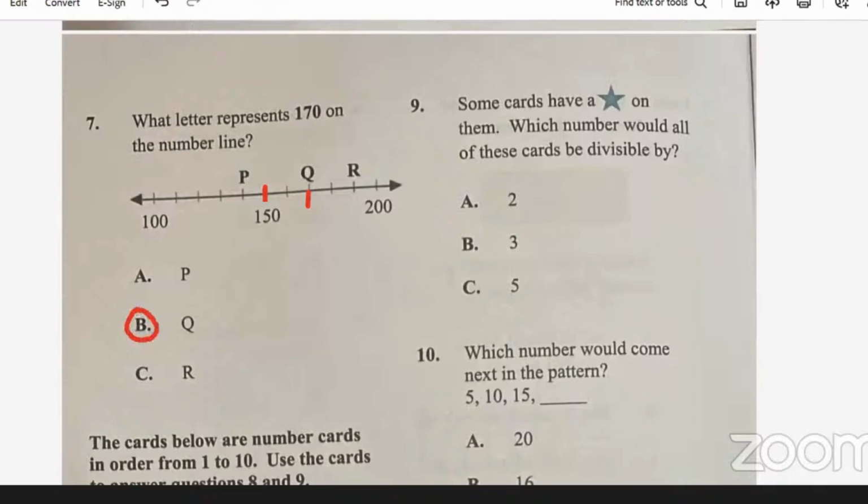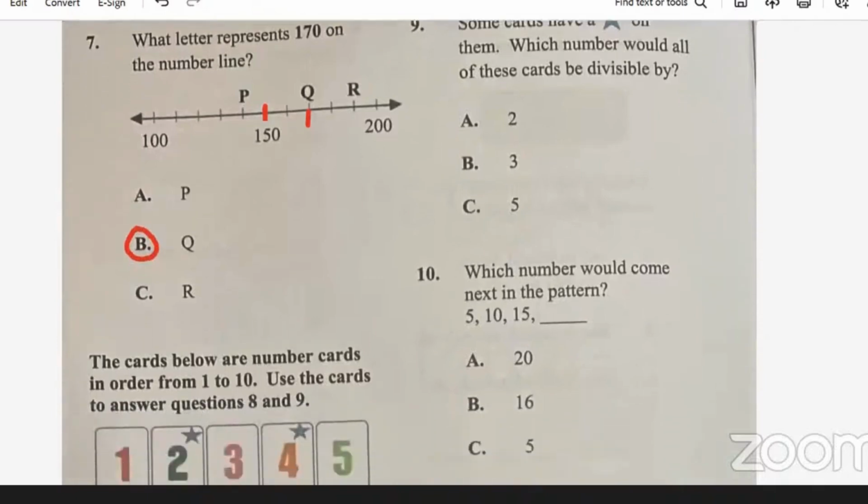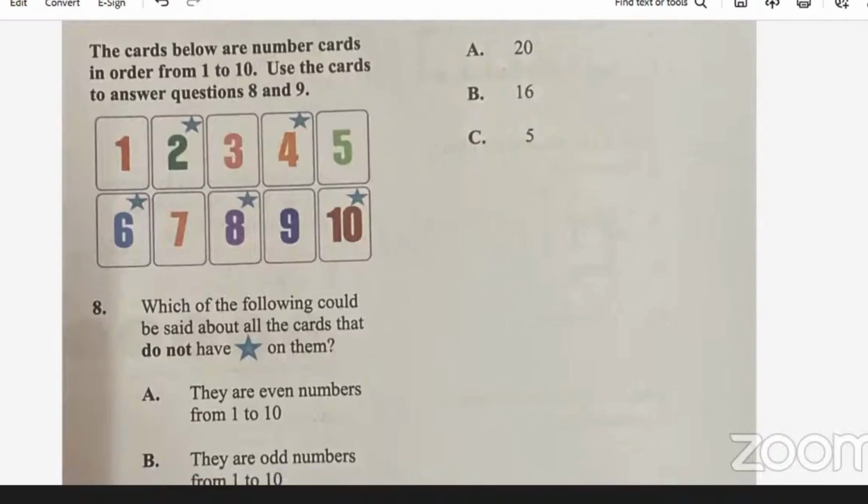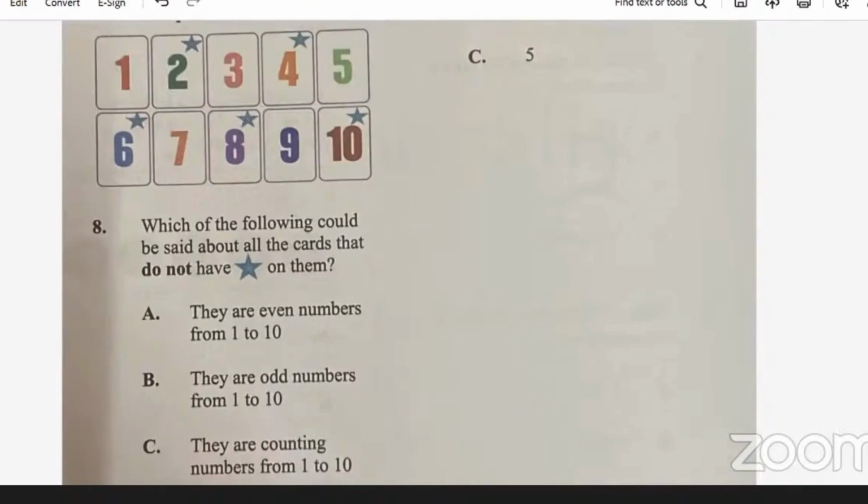Let's get to question 8. The cards below are number cards in order from 1 to 10. Use the cards to answer questions 8 and 9. So this card will answer, we will need it for 2 questions. All right, so first question says, which of the following could be said about all the cards that do not have a star on them?